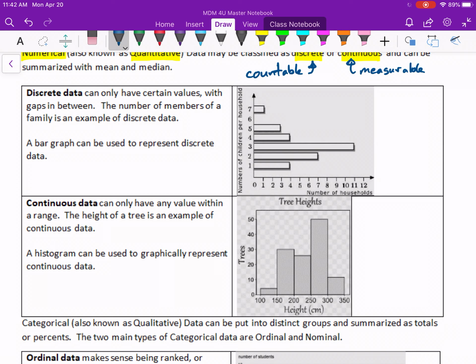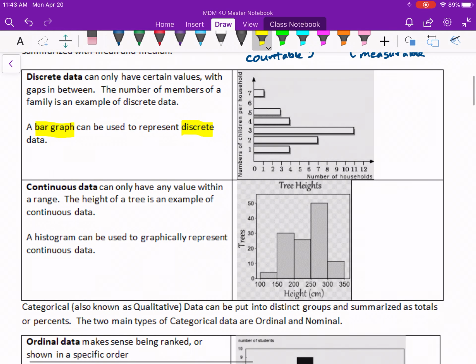A bar graph can be used to represent discrete data. We've all seen bar graphs in the past. Generally, a bar graph has bars. It can be horizontal like this one is, though usually it'll be vertical, and usually there are gaps in between the bars, as opposed to a histogram, which we've talked a little bit about up to now, where the bars are all together. So a bar graph is what we can use for discrete data, although we could use a histogram for discrete data as well.